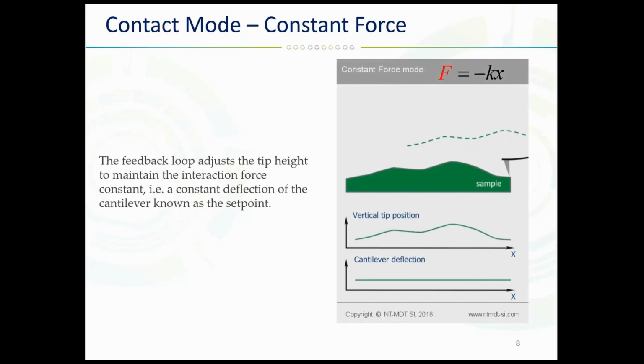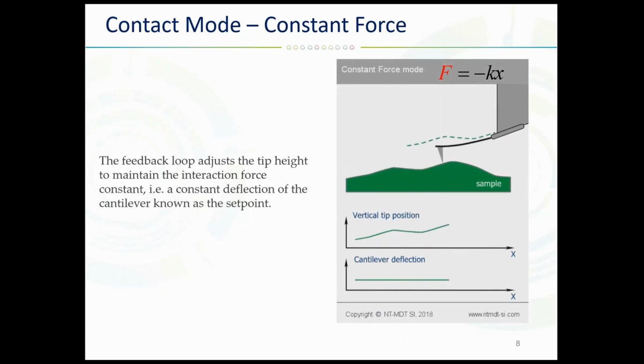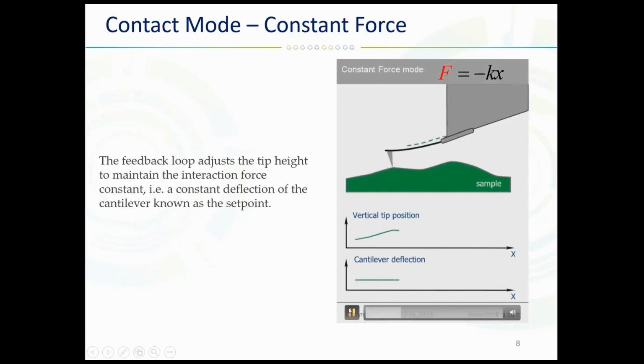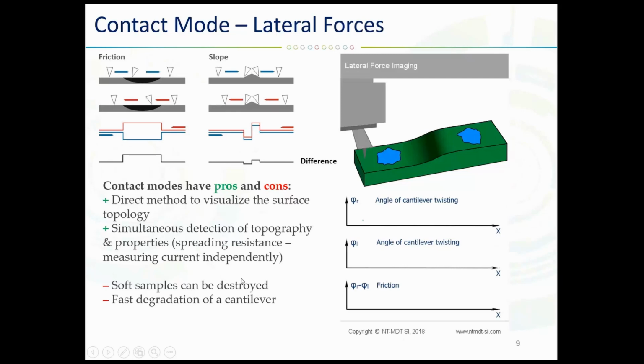Constant force also has some disadvantages. For example, the speed is restricted by the response time of the feedback system. And again, when you work with soft samples, they can be destroyed by scratching. As you can see, the idea is very similar to STM that we were discussing previously. And let's go to lateral forces mode in the group of the contact modes.